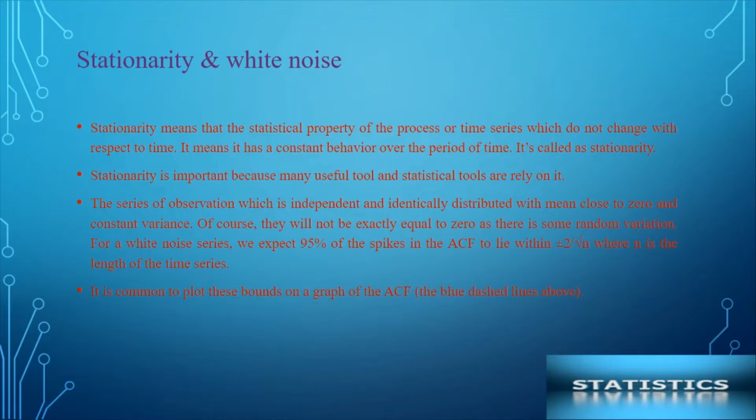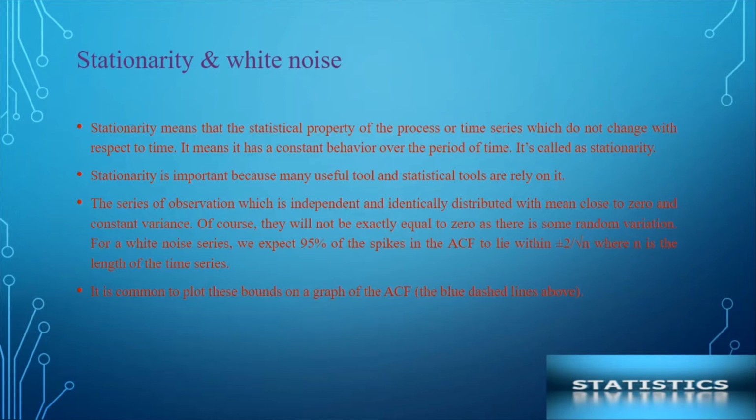That is, its behavior should be constant over a period of time. It's called stationarity. And why is stationarity important? Because many useful statistical tools depend on it. The series of observations should be independent and identically distributed with mean close to zero and constant variance. As time changes, variance should not change, and mean should be close to zero, not exactly zero.